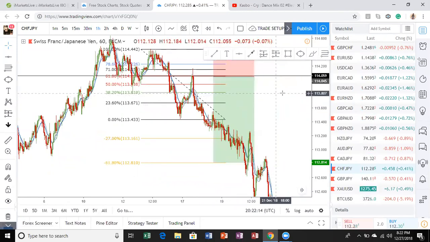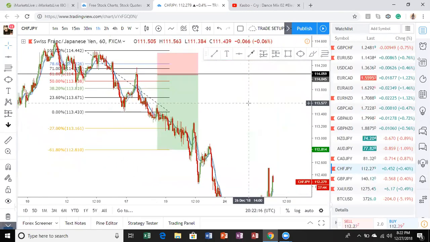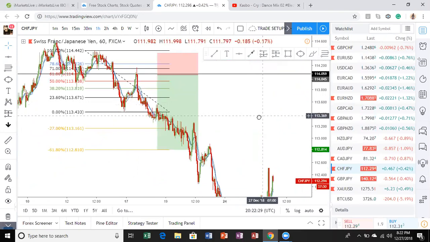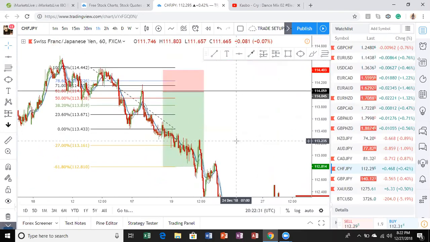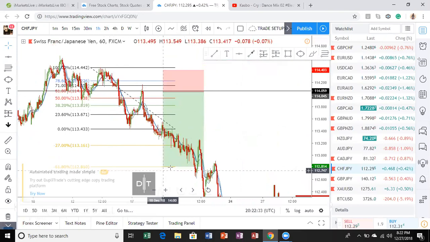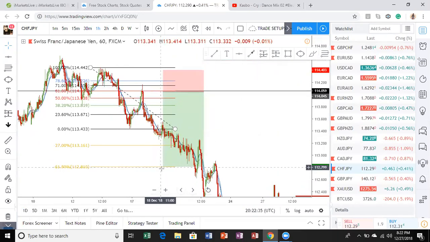123. Now people ask me what is your favorite pair and all those stuff. To be honest, apart from Euro USD, I do not have any pair that I really like until what pair gives me money the most that week. That's what becomes my favorite pair. All right. So I took off my last take profit at negative 61.8.